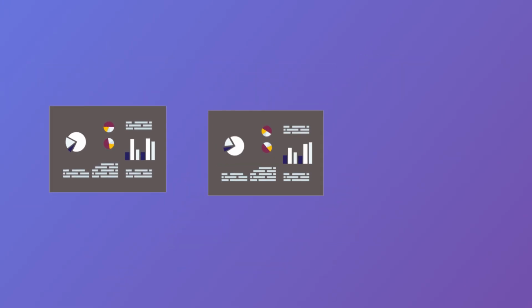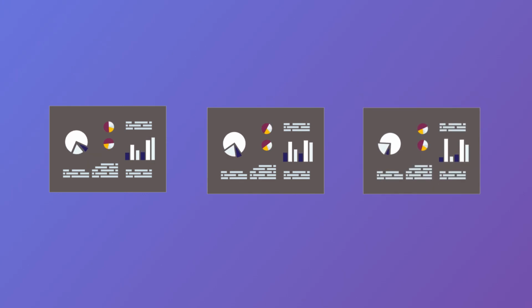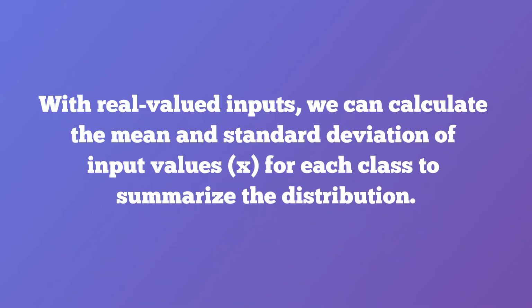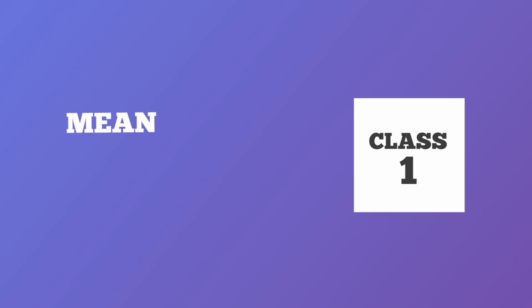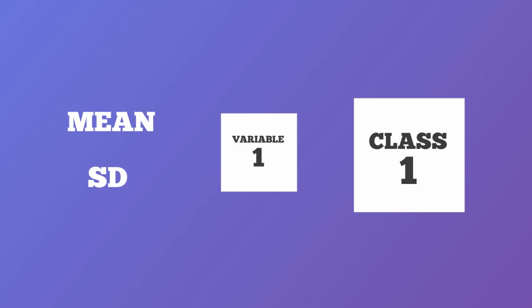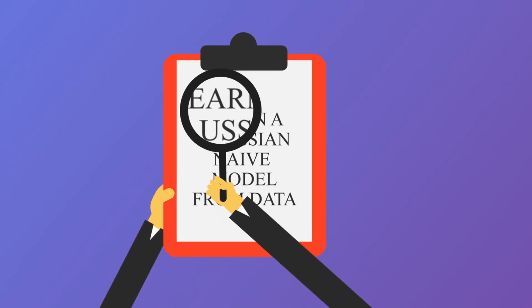When we discussed naive Bayes, we calculated the probabilities for input values for each class. With real-valued inputs, we can calculate the mean and standard deviation of input values, for example x, for each class, to summarize the distribution. This means that in addition to the probabilities for each class, we must also store the mean and standard deviations for each input variable for each class. Let us learn a Gaussian naive Bayes model from data.